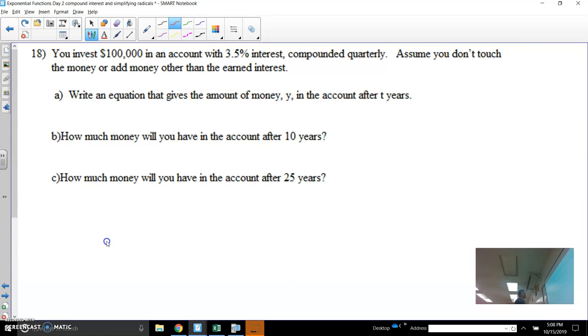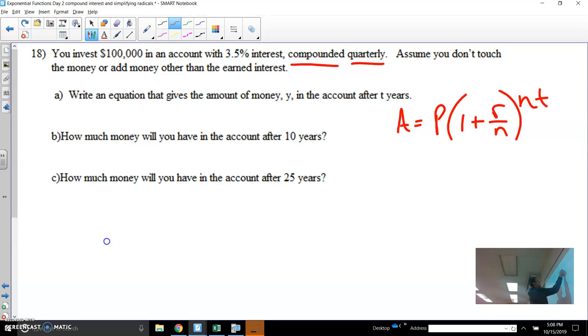So we're going to try another one, and I may not do as much of this because this one is much more similar to what we did in class, but I will still lead us through a majority of it because it is slightly different. It says you invest $100,000 in an account with 3.5% interest, and then this one is different. They talk about compounded quarterly. And let's say you don't touch the money, you don't add any, you don't take any away. So what will that equation look like for so many future years?